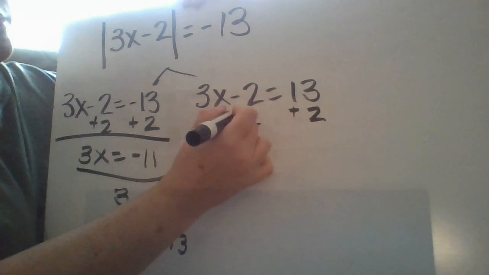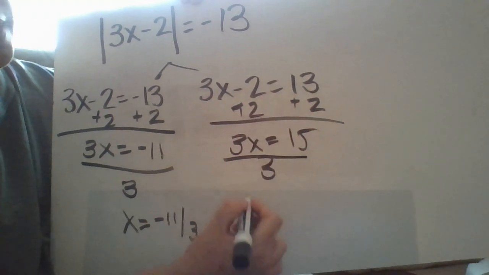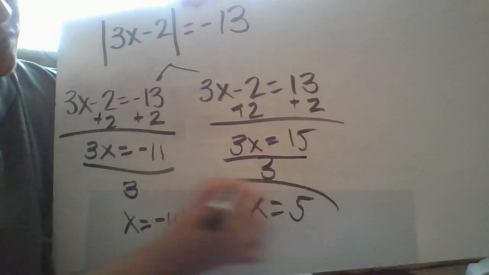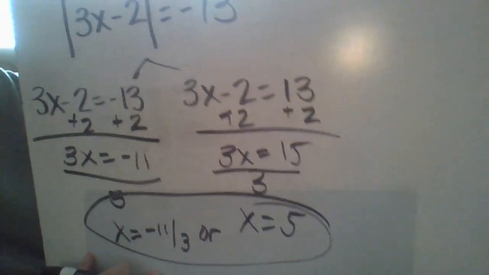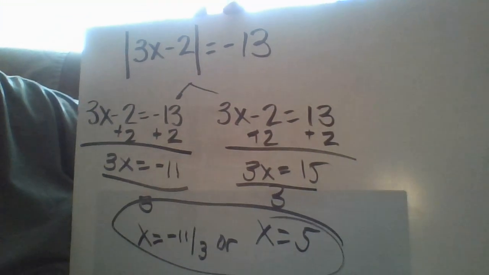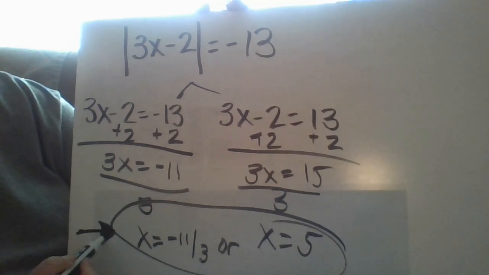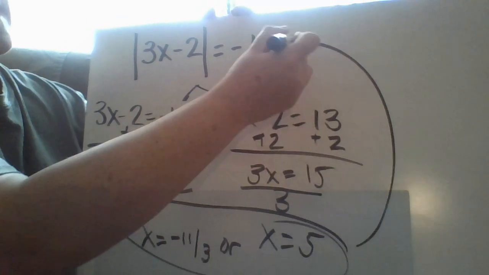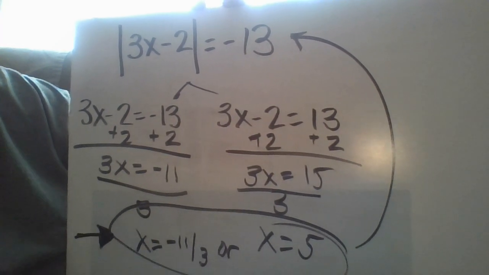Add 2 to both sides, 3x equals 15. Divide by 3 to say x equals 5. So we see our answers are here. Now what we do need to pay attention to though is the original problem and making sure that our answers make sense. So it's always a good idea once you have your answers here to plug them back into the original problem to check and make sure that they work.